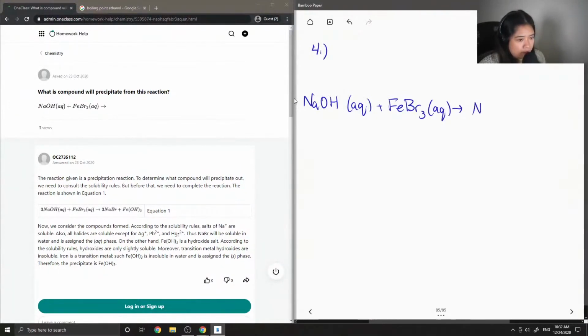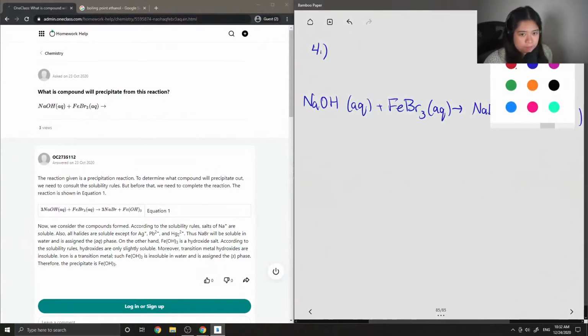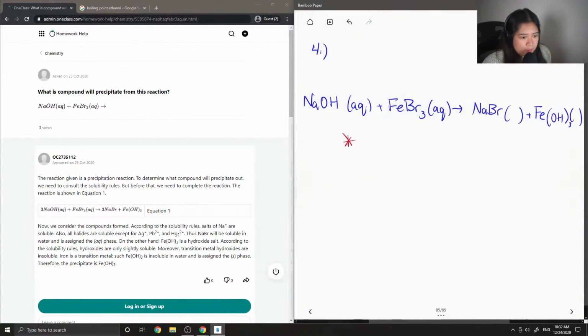makes, so if we were to do kind of a double displacement, you get sodium bromide. So we don't know if this precipitates yet. And we get this iron oxide. And we also don't know if it precipitates. So to find out how we know that a compound will precipitate from a reaction, we need to look up the solubility rules.